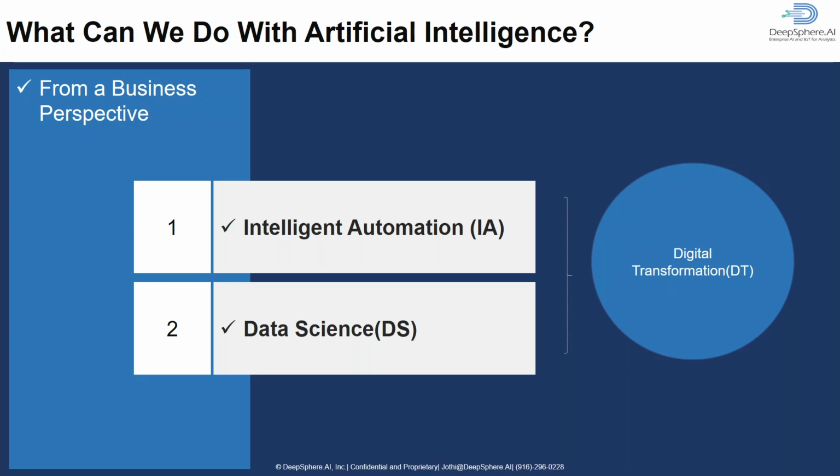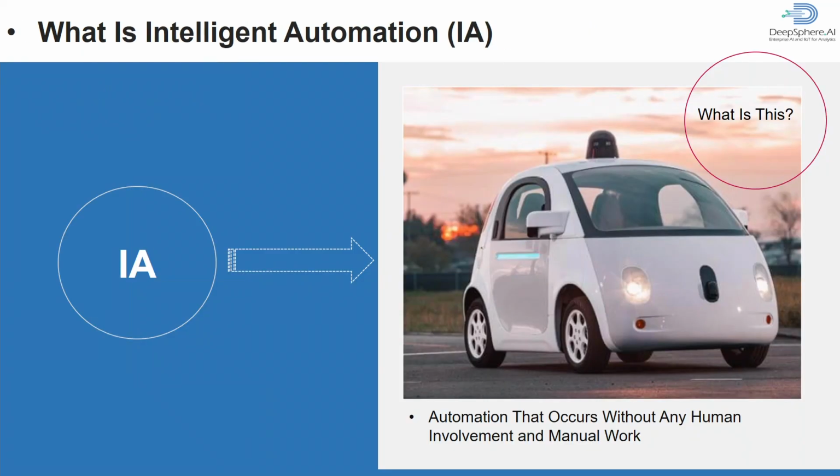Typically, I've seen people write on a piece of paper, "digital transformation," saying I'm doing digital transformation. You cannot build a digital transformation until you truly know how to build intelligent automation and how to build data science, correct? That is how it works. So using intelligent automation and data science, you can build a digital transformation. All right, so what is intelligent automation?